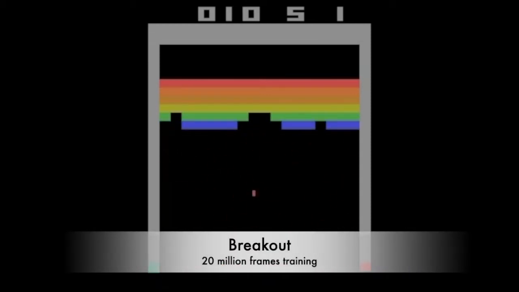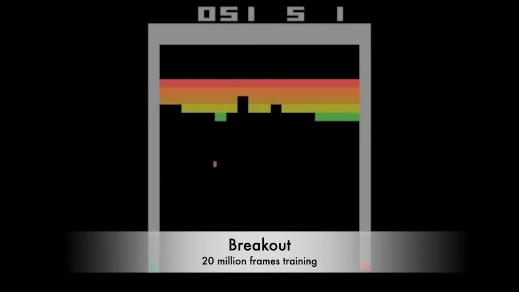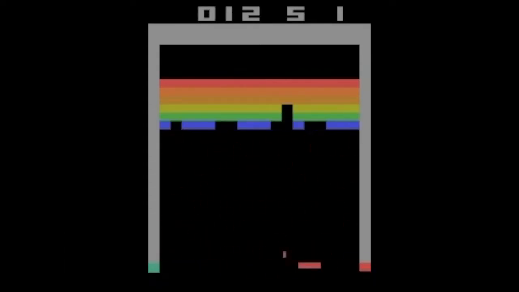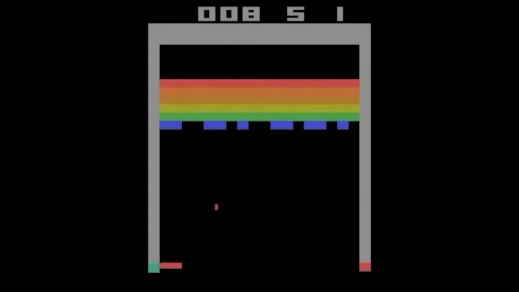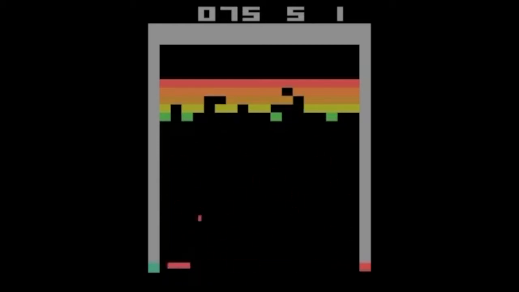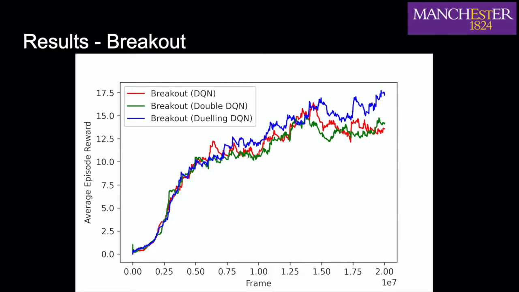Now, after 20 million frames, we can see that the agent is hitting the ball back nearly every time, and it's beginning to develop a strategy where it tries to tunnel in one particular spot so it can reach the more high-scoring bricks at the top of the board. Looking at the results from Breakout, we see the same pattern again where the dueling Q network performs the best, and then the double Q network does outperform the deep Q network, which is what we expect.